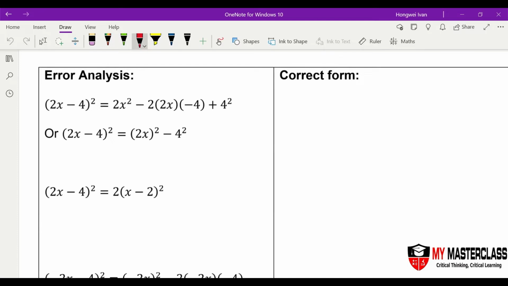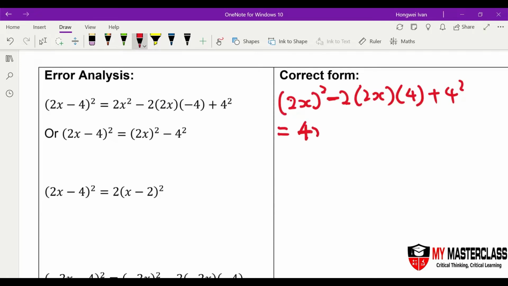(2x minus 4) bracket square is equal to, so this student wrote this. There are actually two mistakes. The first mistake is that the 2x must have a bracket square. Then minus 2a, the minus actually accounts for the negative 4 already, so the 4 doesn't need to have a negative, plus 4 square. So you should get equal to 4x squared minus 16x plus 16. All these are wrong, you can put a cross down there.